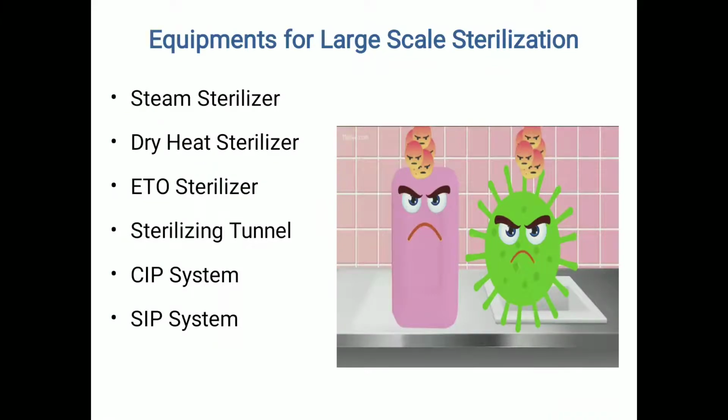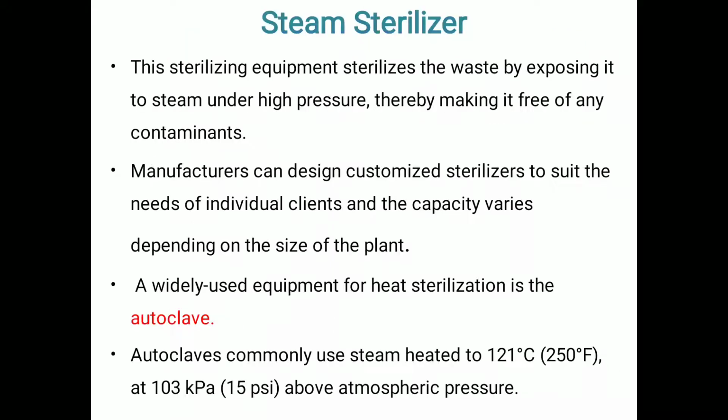So the equipments which are used for large scale sterilization are steam sterilizer, dry heat sterilizer, ETO sterilizer, that is ethylene oxide sterilizer, then sterilizing tunnel, then CIP system and SIP system. So all these equipments can be used for large scale. The sterilizer indicates that it is the equipment which is used for the sterilization purpose. First one is steam sterilizer.